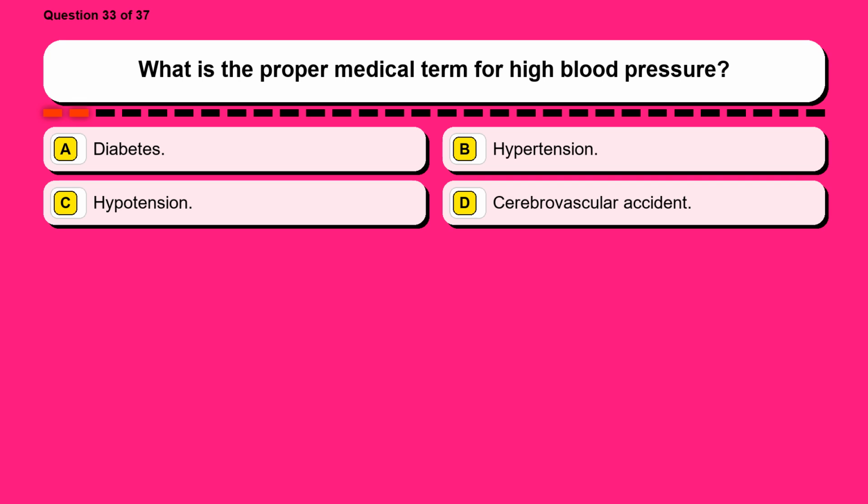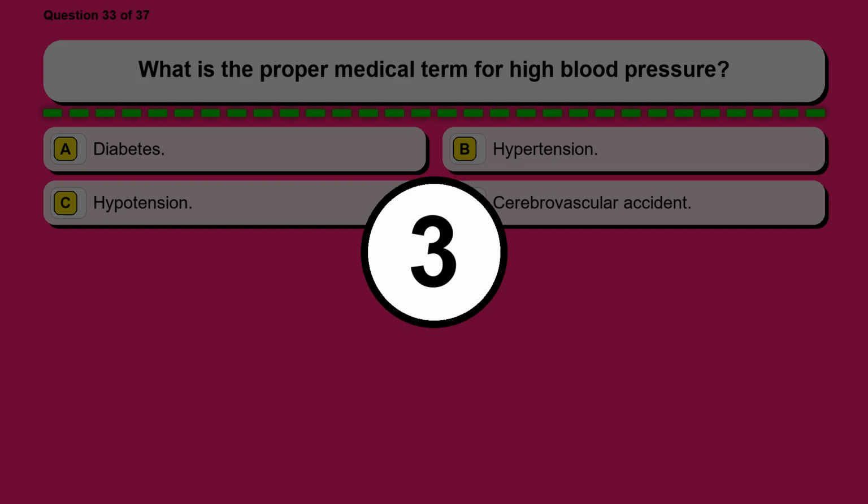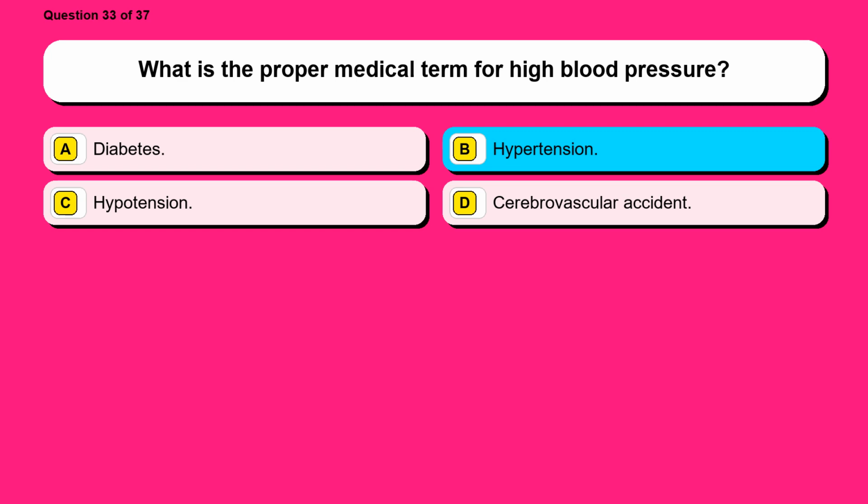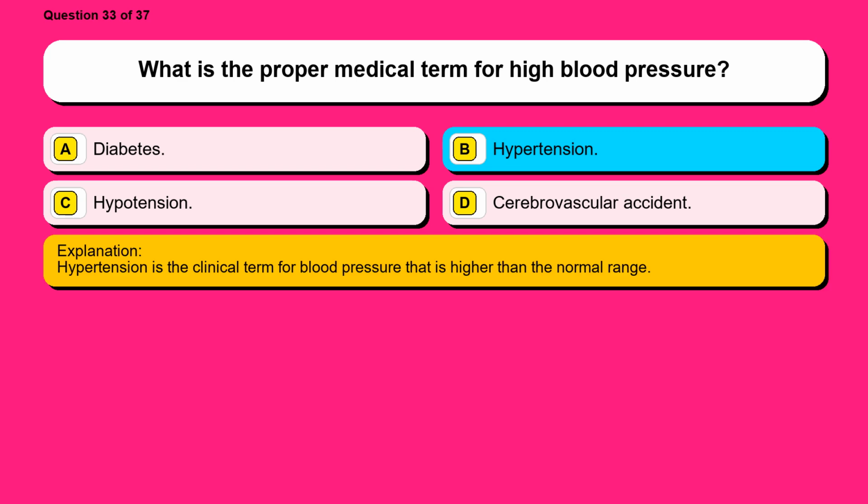Question 33. What is the proper medical term for high blood pressure? Option A, diabetes. Option B, hypertension. Option C, hypotension. Option D, cerebrovascular accident. The correct answer is option B, hypertension. Hypertension is the clinical term for blood pressure that is higher than the normal range.